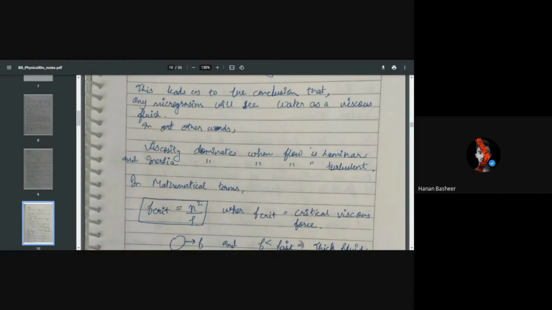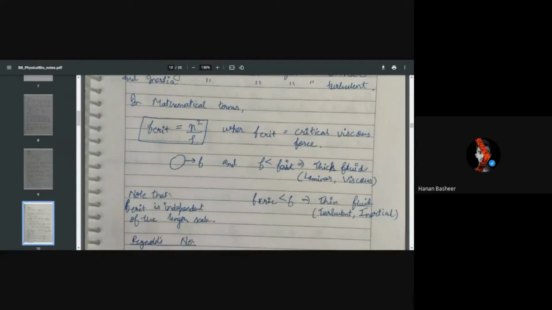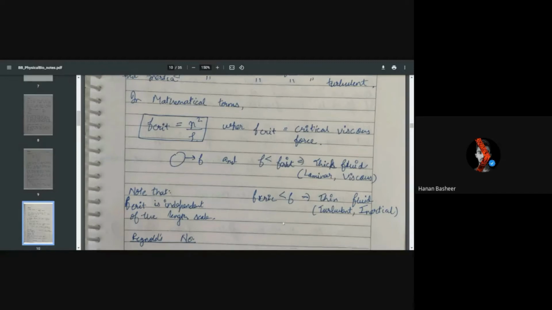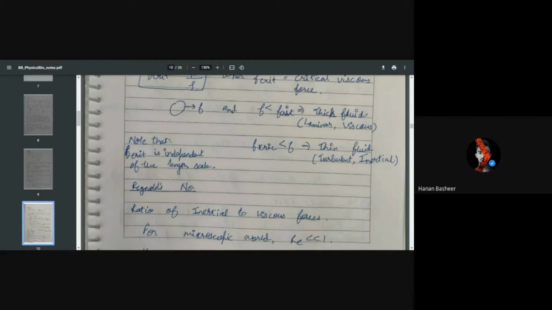Viscosity dominates when flow is laminar, and inertia dominates when the flow is turbulent. In mathematical terms, we can define F critical equal to eta squared by rho, where F critical is the critical viscous force. If we apply a force greater than this F critical, then the liquid will behave like a turbulent or inertial fluid. And if we apply a force less than F critical, then it will behave like a thick fluid, and it will undergo laminar flow, and it will appear as a liquid with high viscosity, because viscous forces will dominate. Now we know that F critical is independent of the length scale. So it doesn't matter which scale we are viewing on, the microscopic level or the macroscopic level.